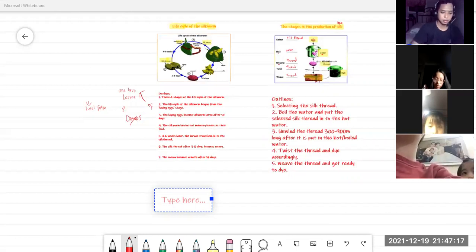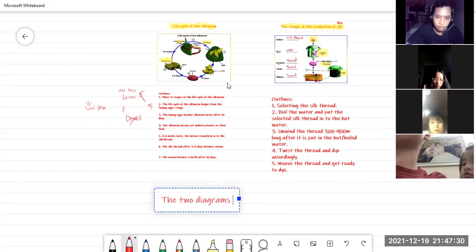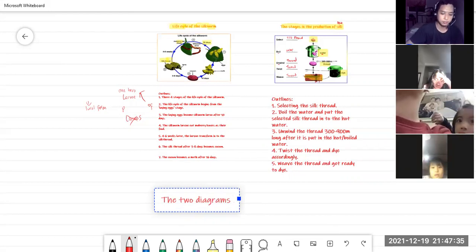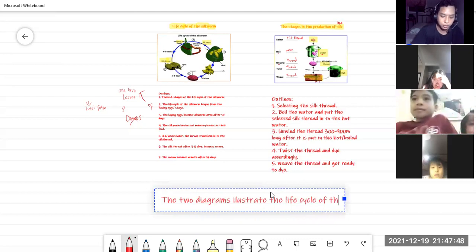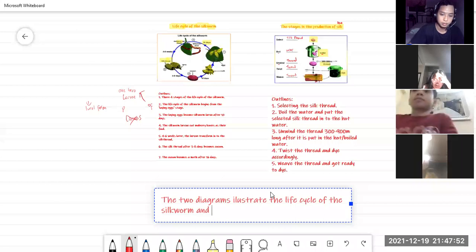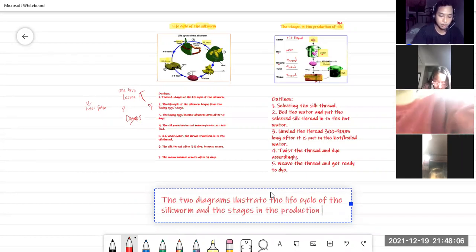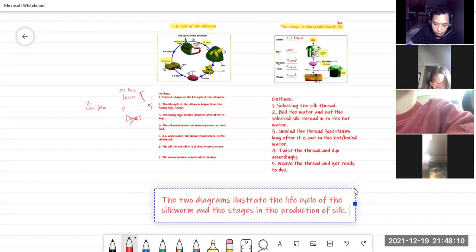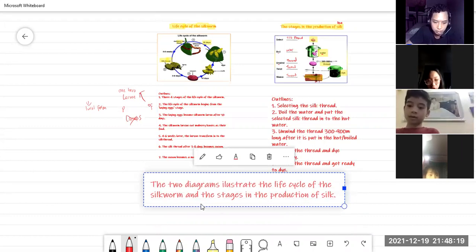Okay, so we can write the two diagrams illustrate the life cycle of the silkworm and the stages in the production of silk. Okay, everyone read. Can you read it? The two diagrams illustrate the life cycle of the silkworm and the stages in the production of silk.